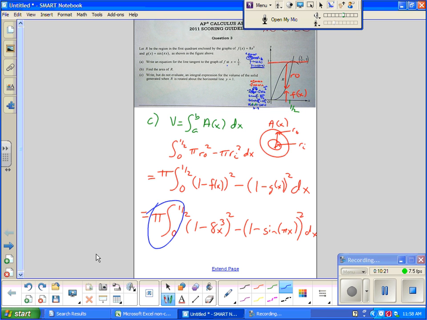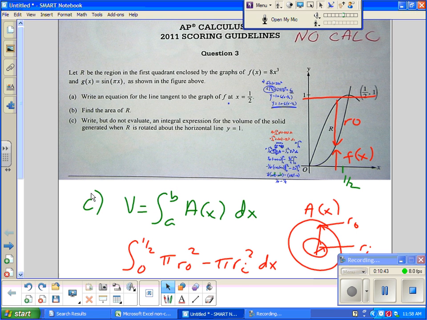Limits 0 to half and pi are worth a point. You have that, give yourself a point. The rest of this is worth 2, and you have to have it completely right. So how do you know that g of x is inside? I'm going to go back up to the top picture and show you. You know g of x is the inside because this is the top. You agree that's the top curve? Okay. We're spinning about y equals 1.